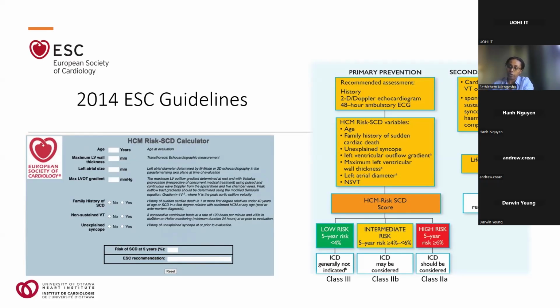So when we calculate the risk for this patient I presented, her 5-year risk of sudden cardiac death is about 3.2%, which makes her a low risk, according to this, and explains why the patient was concerned and confused.